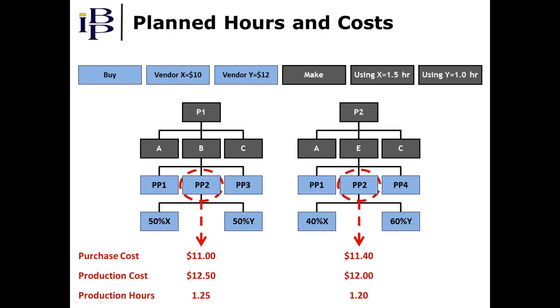Differences in vendor allocations result in different average purchase costs. For Product 1, the average cost is $11, while for Product 2, the average cost is $11.40. Now, these same differences between Product 1 and 2 also result in different average production costs as well as average.